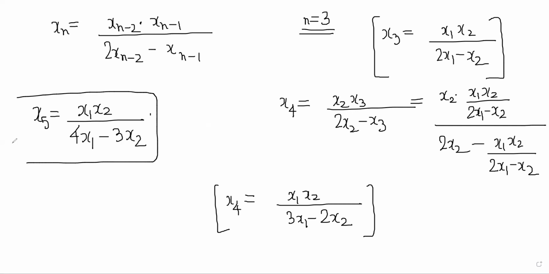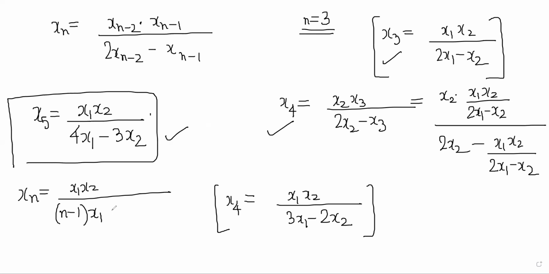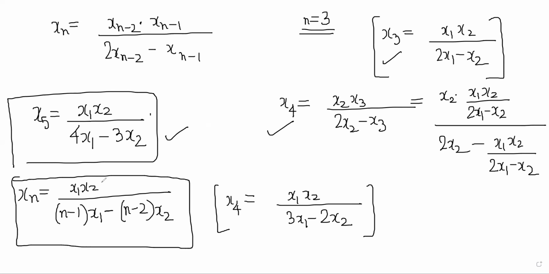So again, this is after a little bit of computation. You have to calculate this, you have to calculate this, and you have to calculate this, and then you can see that there is a clear pattern. So you can predict that xn should be x1, x2 by n minus 1 x1 minus n minus 2 x2, right? Once you have guessed this, the job is to prove it by induction.